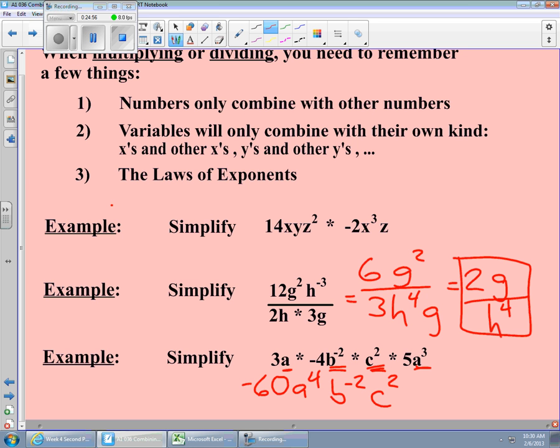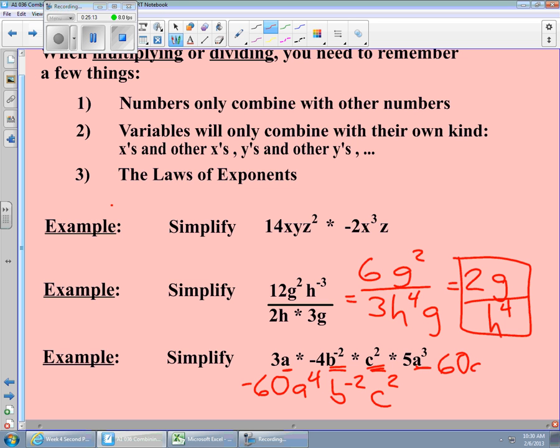Negative exponent right there. Got to deal with that negative exponent. So negative 60 is okay. It's going to be in the numerator. A to the fourth is okay. It's going to be in the numerator. C squared is okay. It's going to be in the numerator. But what's going to happen with b? Yeah, b is going to the denominator.